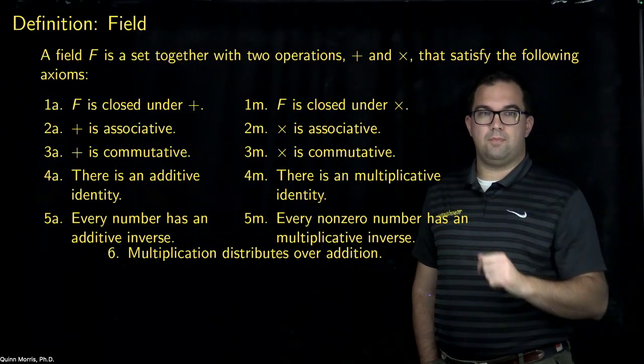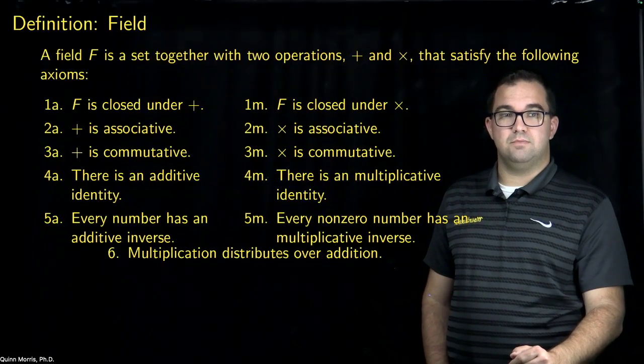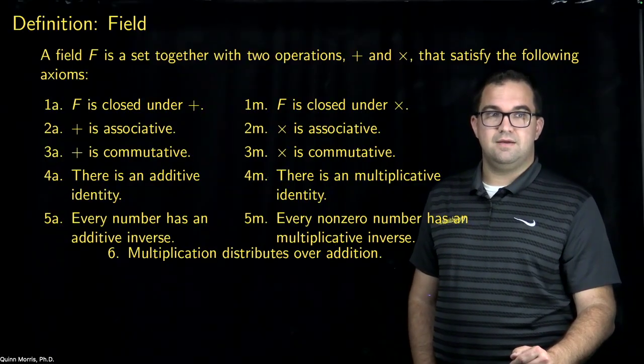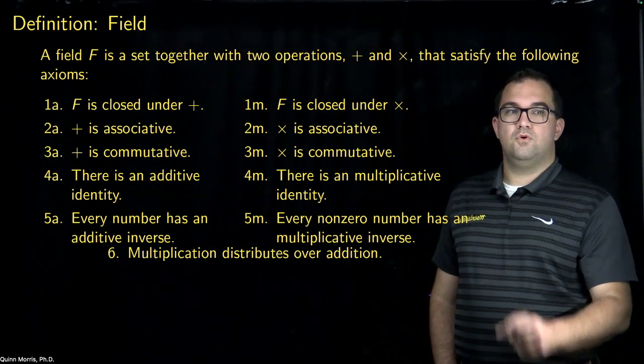The third properties, 3A and 3M, say that each of the respective operations is commutative. So A plus B is equal to B plus A, and A times B is equal to B times A.